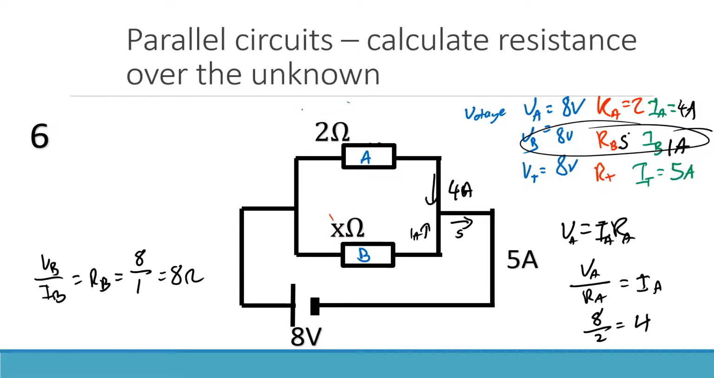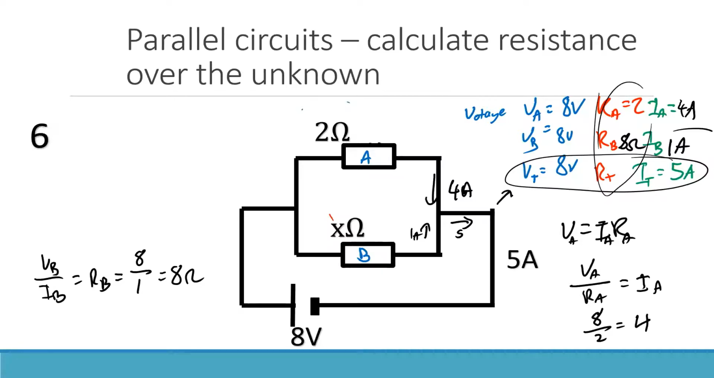Great, cool. And then we've got two choices for how we find the total resistance. We can find the effective resistance by either going 1/2 plus 1/8, or we can find it by going across. It doesn't matter which way you want to do it. They will both work. I'm going to use this one because I'm lazy.